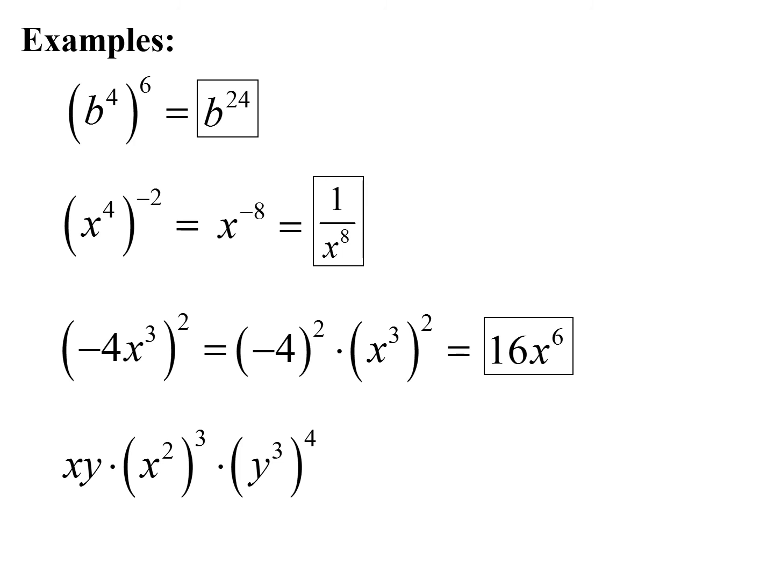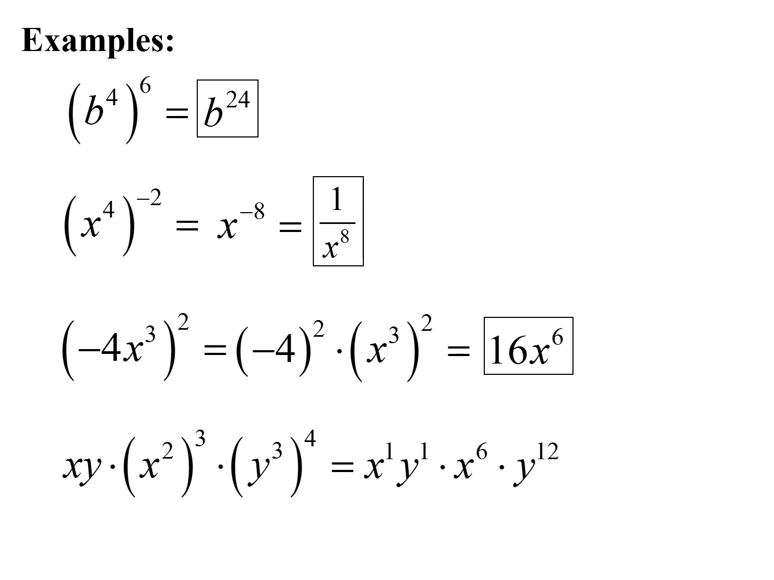Next we have xy times x squared raised to the 3rd power times y cubed raised to the 4th power. So this is a combination of power of powers and product of powers. If I take a look at the first product, the first part, we have x to the 1st power times y to the 1st power.